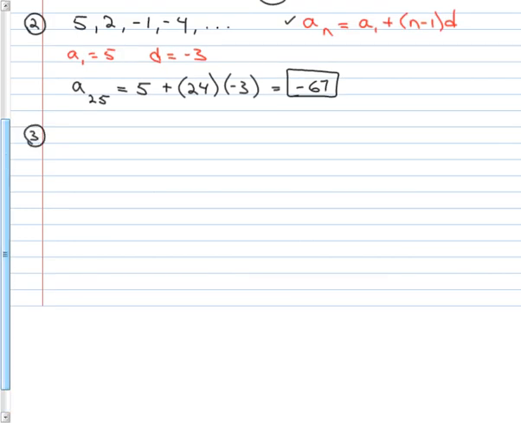Number 3. For questions 3 through 5, determine whether the sequence converges or diverges, and if it converges, give the limit to it. So they have 3 over 1, then 4 over 2, then 5 over 3, then 6 over 4.